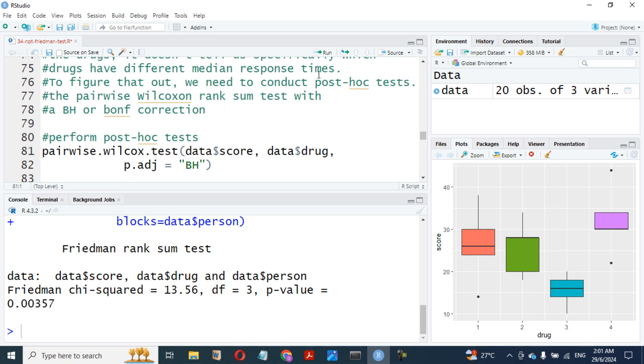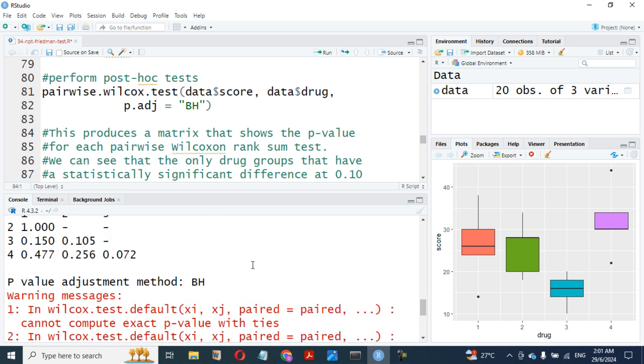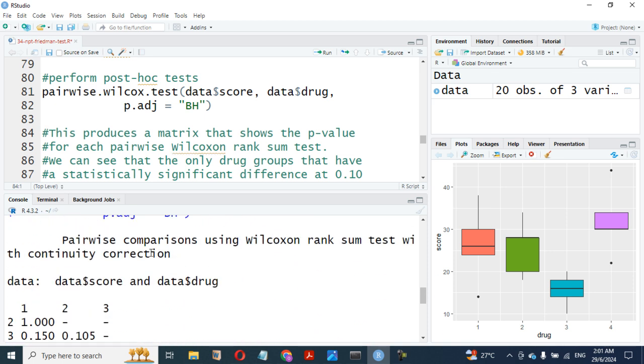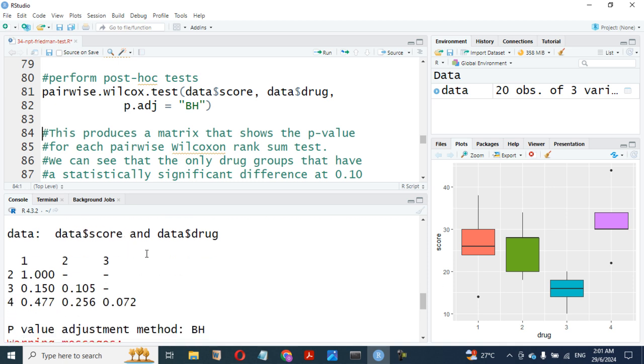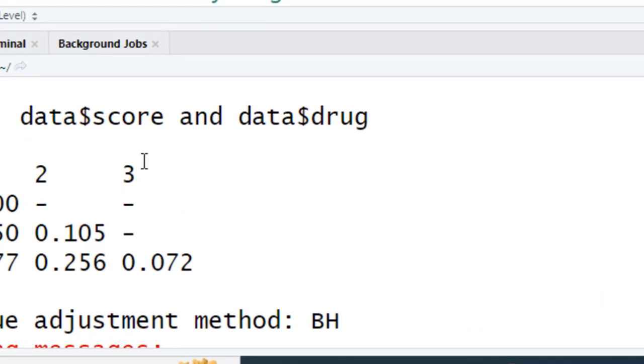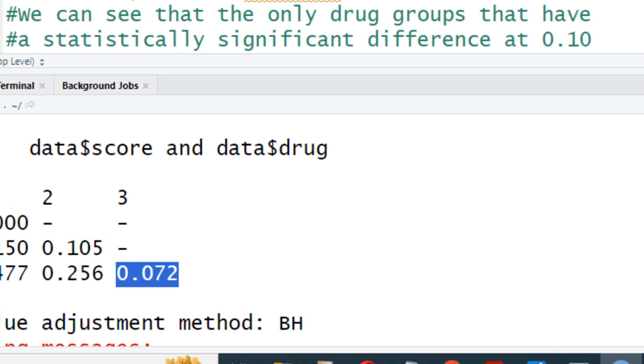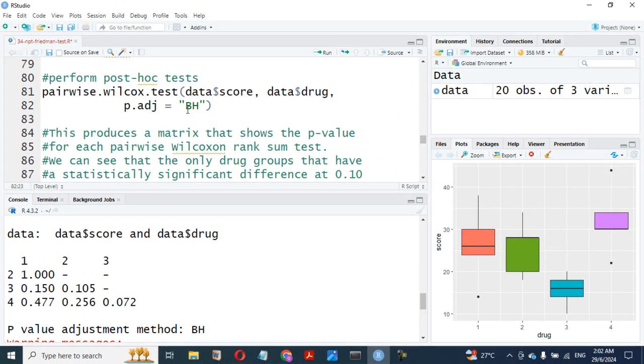So let's run this and see what I'm talking about. Don't mind the warning here. So here we have pairwise comparison using Wilcoxon rank sum test with continuity correction. You can see that in column 1, 2, 3, row 2, 3, 4, this is the only one that is significant. This is significant because at this point we are using a correction, an adjustment of the p-value, not the real p-value. So we can consider this one significant at this point.